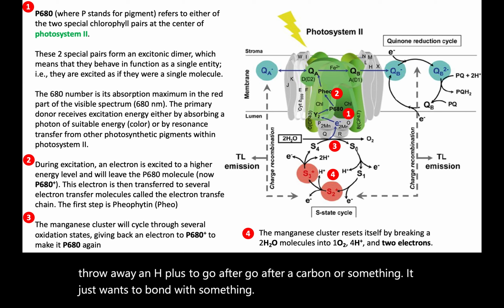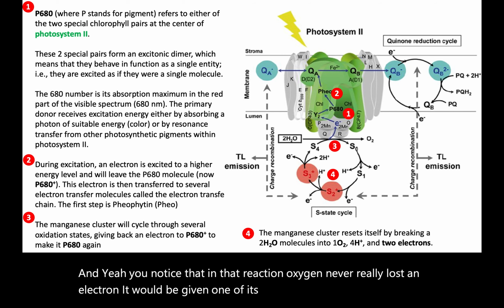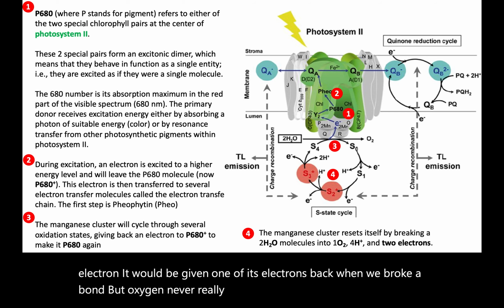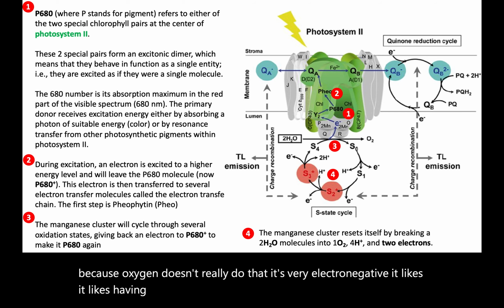And you notice that in that reaction, oxygen never really lost an electron. It would be given one of its electrons back when we broke a bond, but oxygen never really gave up the electron to anything else because oxygen doesn't really do that. It's very electronegative. It likes having its electrons. That's just how it is.